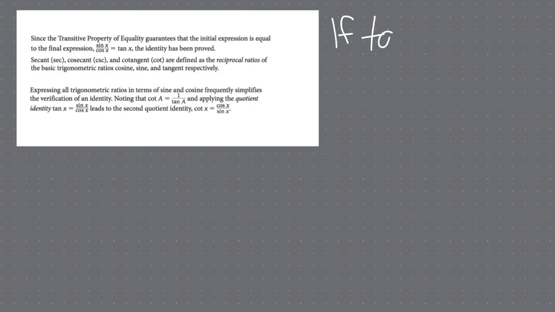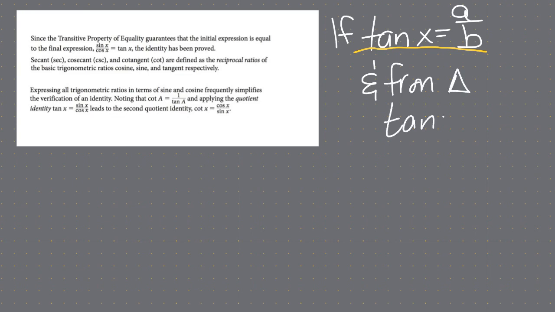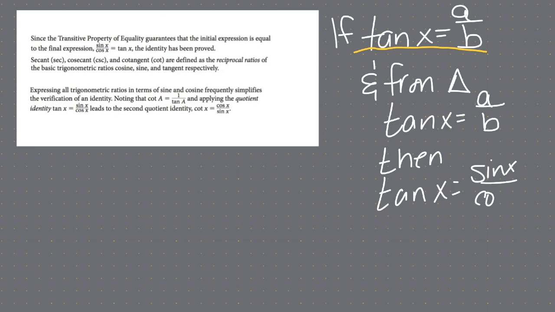If the tangent of x is equal to a over b, and this is the one that we found in our manipulation of that sine x over cosine x, and from the triangle the tangent of x is equal to a over b, then we can prove that the tangent of x is equal to the sine of x over the cosine of x. Okay, that's what this is saying right there.